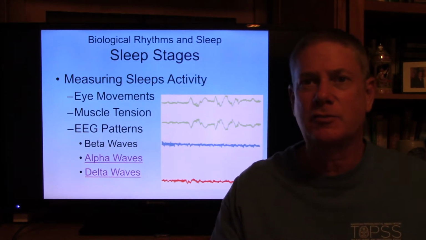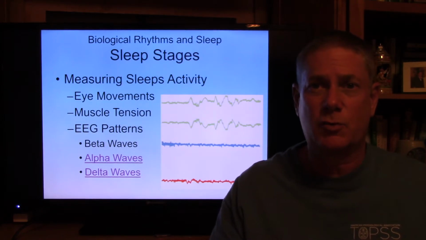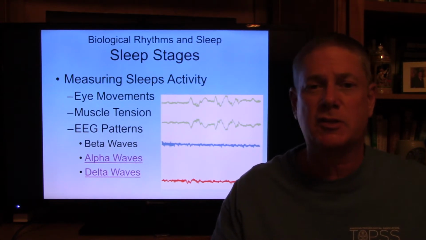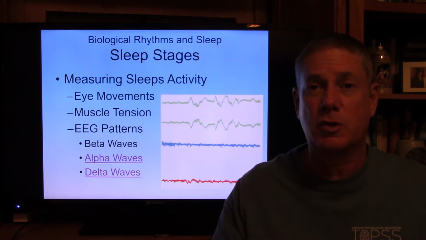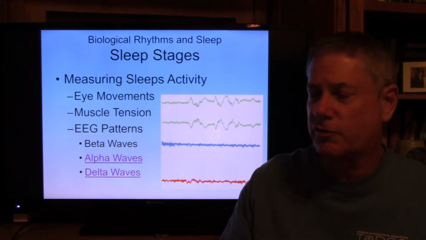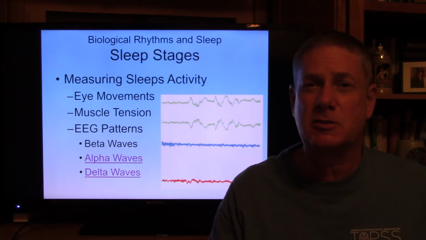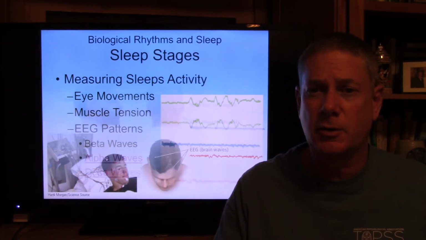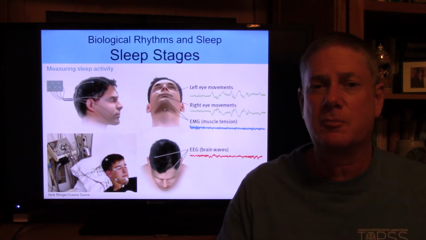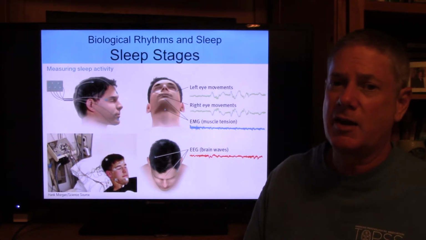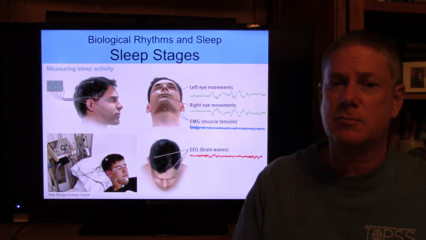Now what we find is we have certainly a lot of different kinds of waves, but we can split these waves, at least the 2 that you're awake for, beta waves and alpha waves. The delta waves are some of the deepest waves of sleep. So again, if we review the different types of sleep activity and how it's measured, we have the left and right eye movements, and we have EMG and EEG.